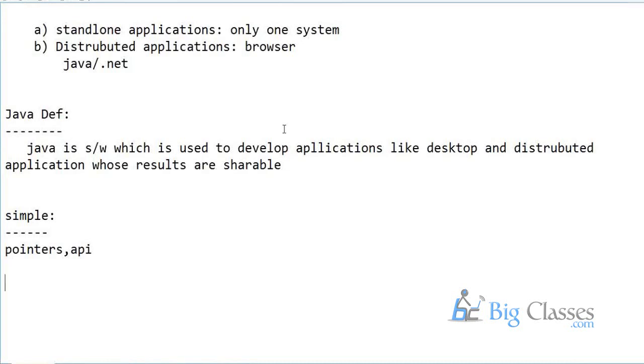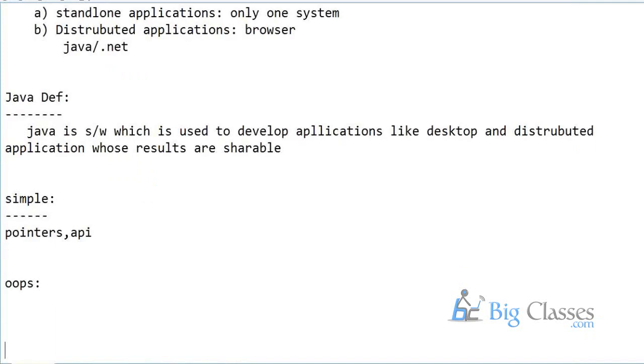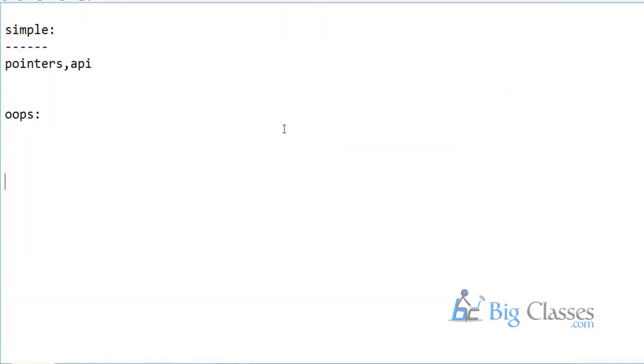One more thing is, this is purely an object-oriented programming language. If you want to write even a Hello World program, you need to create a class. Without creating a class, you cannot create a Java program. So Java is a 100% object-oriented programming language.